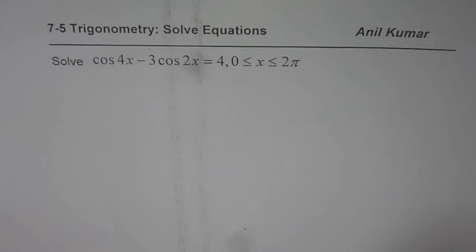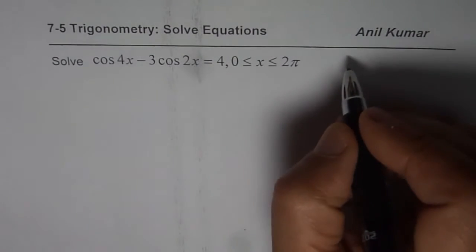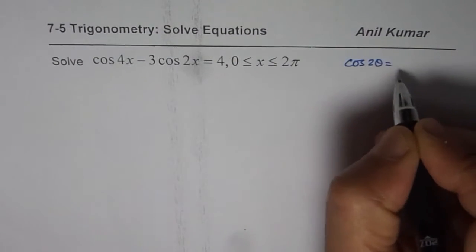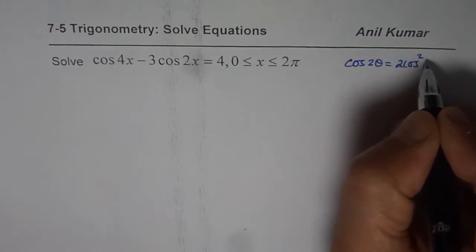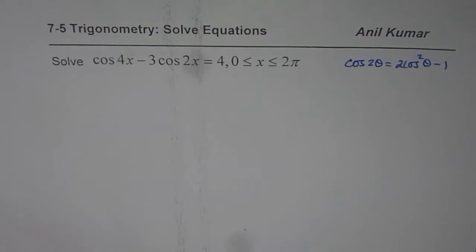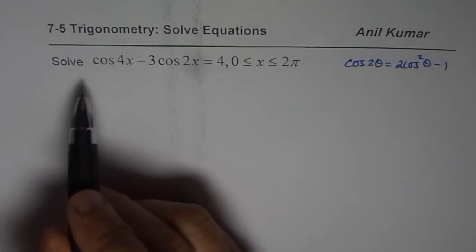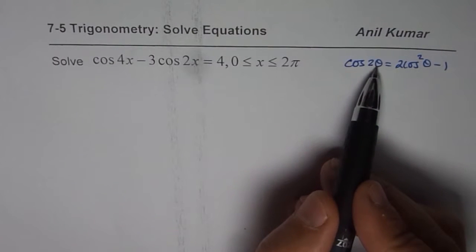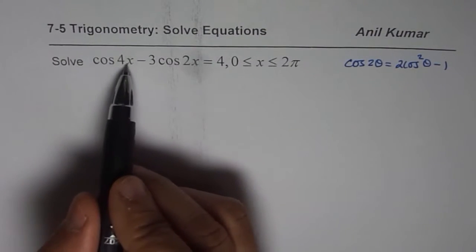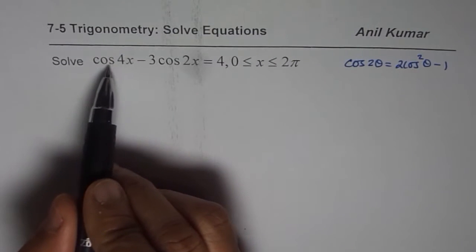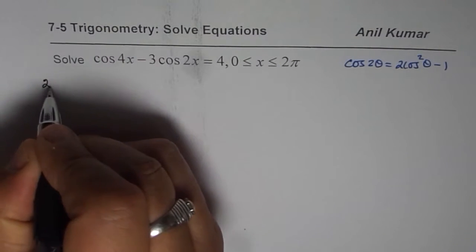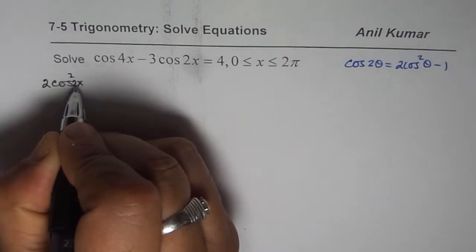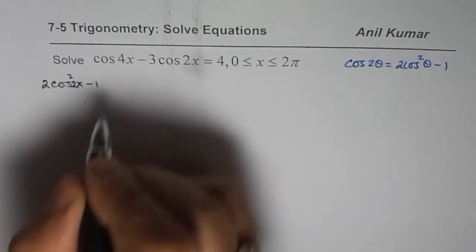We'll utilize one particular formula here, which is the double angle formula for cos 2x. Let me write: cos 2 theta equals 2 cos square theta minus 1. That is the formula being utilized to solve this trigonometric equation. When theta is 2x, we get 4x, correct? So we can write cos of 4x as 2 cos square 2x minus 1. That is how we can write cos 4x.